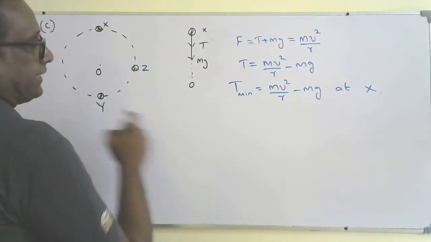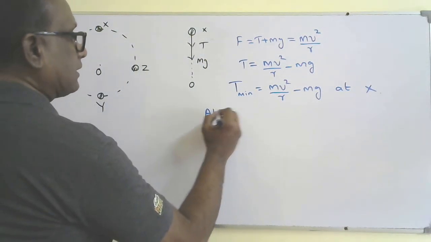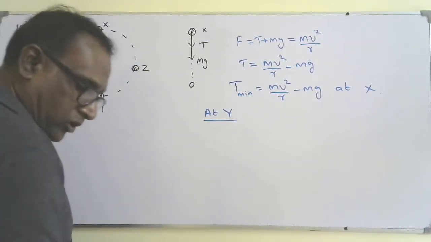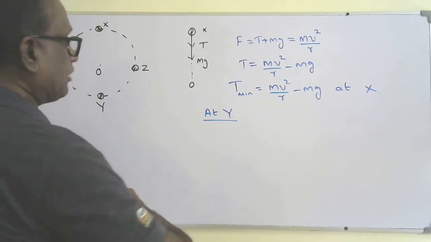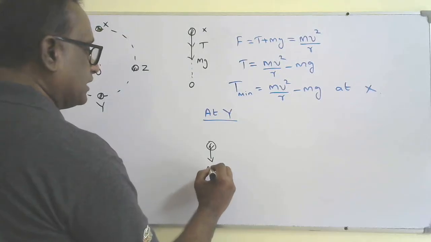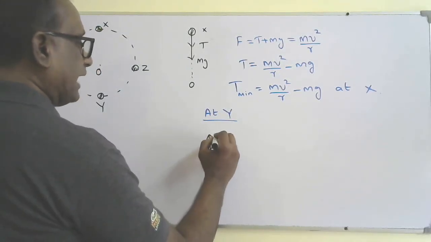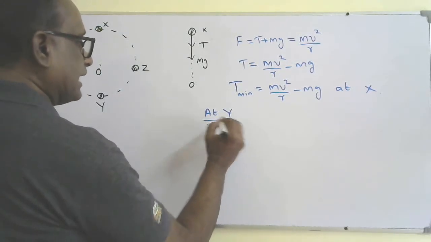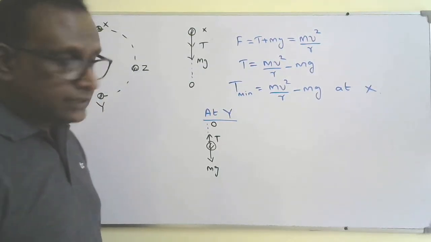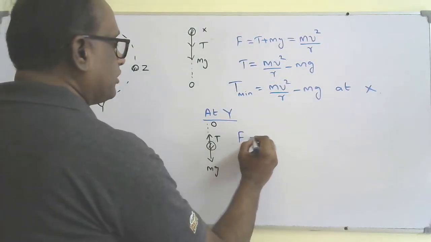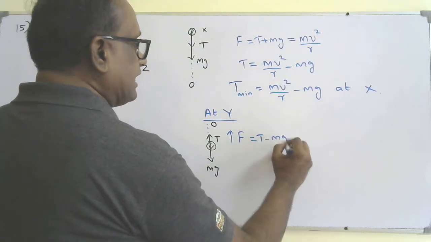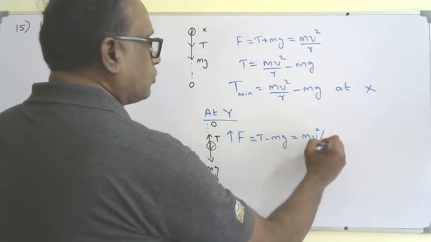So at Y, the resultant force acting on the ball towards the center is the centripetal force. If I draw the free body diagram, the weight will act downwards and the tension will act upwards towards the center, O. The resultant force towards the center of the circular path is the centripetal force, so F is going to be towards the center, in the upward direction.